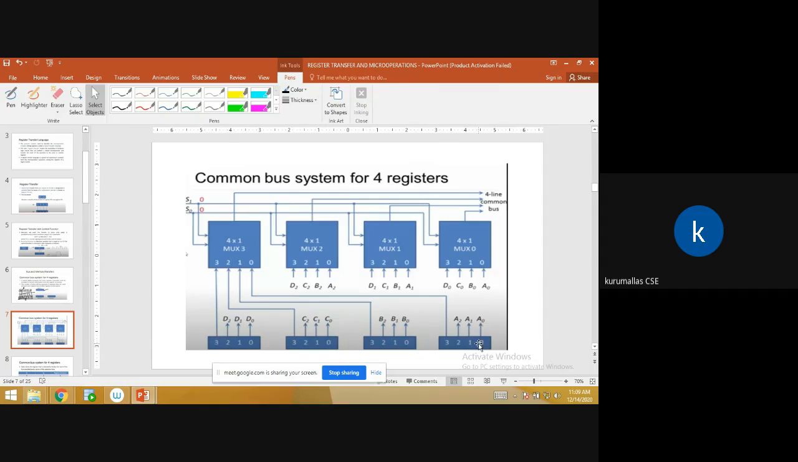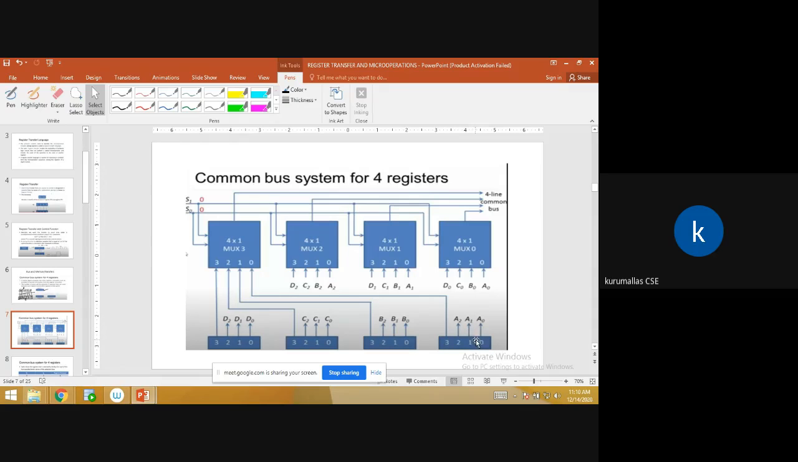So draw this one first, next draw this one. From register A, we represent the bits: this is A naught, this is A1, this is A2, this is A3. Similarly we represent B naught, B1, B2, and B3. Here we are representing C naught, C1, C2, and C3. And the last one is register D: D naught, D1, D2, and D3. Like that, we have to represent all possibilities.